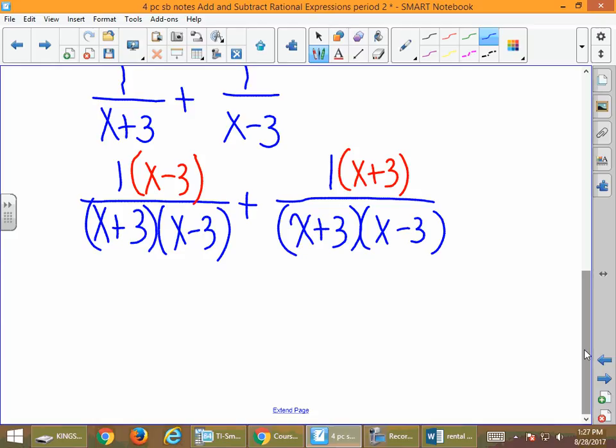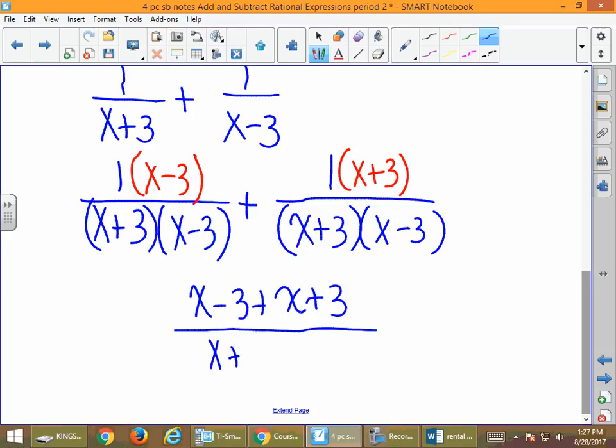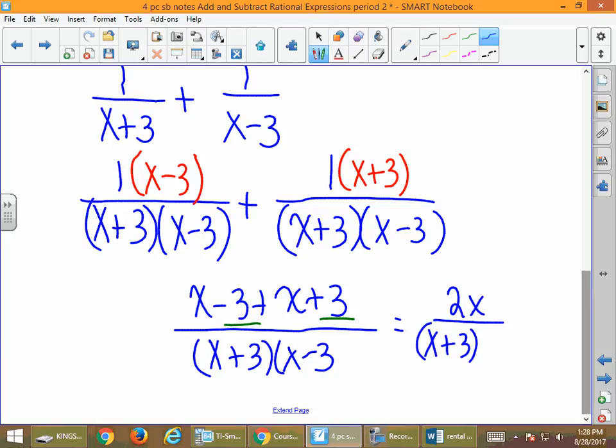So when we combine this here, we get x minus 3 plus x plus 3, all divided by x plus 3 times x minus 3. When we simplify that, the like terms of the negative 3 and the positive 3 cancel out, and we get 2x divided by x plus 3 times x minus 3.